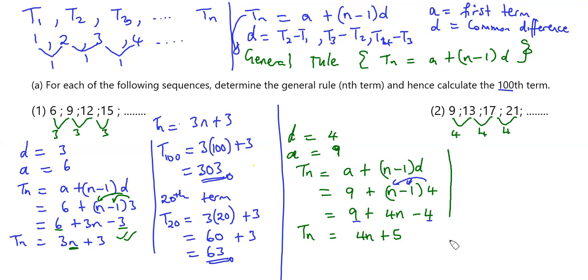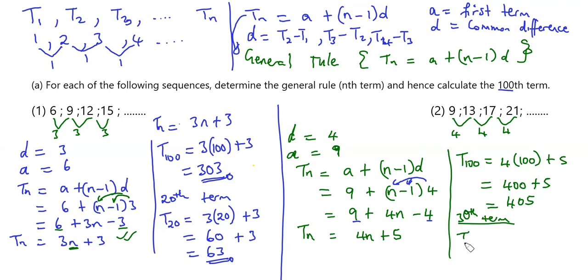So you don't have to stress. Let's see if we can get it. Let's say T100 here. T100 is going to be equal to 4 times 100 plus 5. Okay, 4 times 100 is 400, plus 5, which is going to give us 405. What about the 30th term? Okay, let's look at the 30th term.